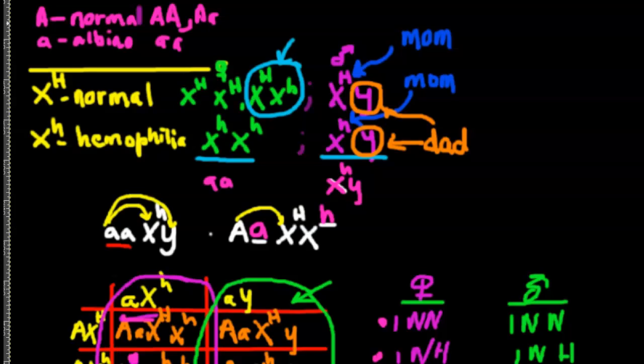So this is going to be a complete dominance trait. And then we have hemophilia. This is X-linked, so we're going to be writing it on the X's. And it's going to be different between the males and the females.